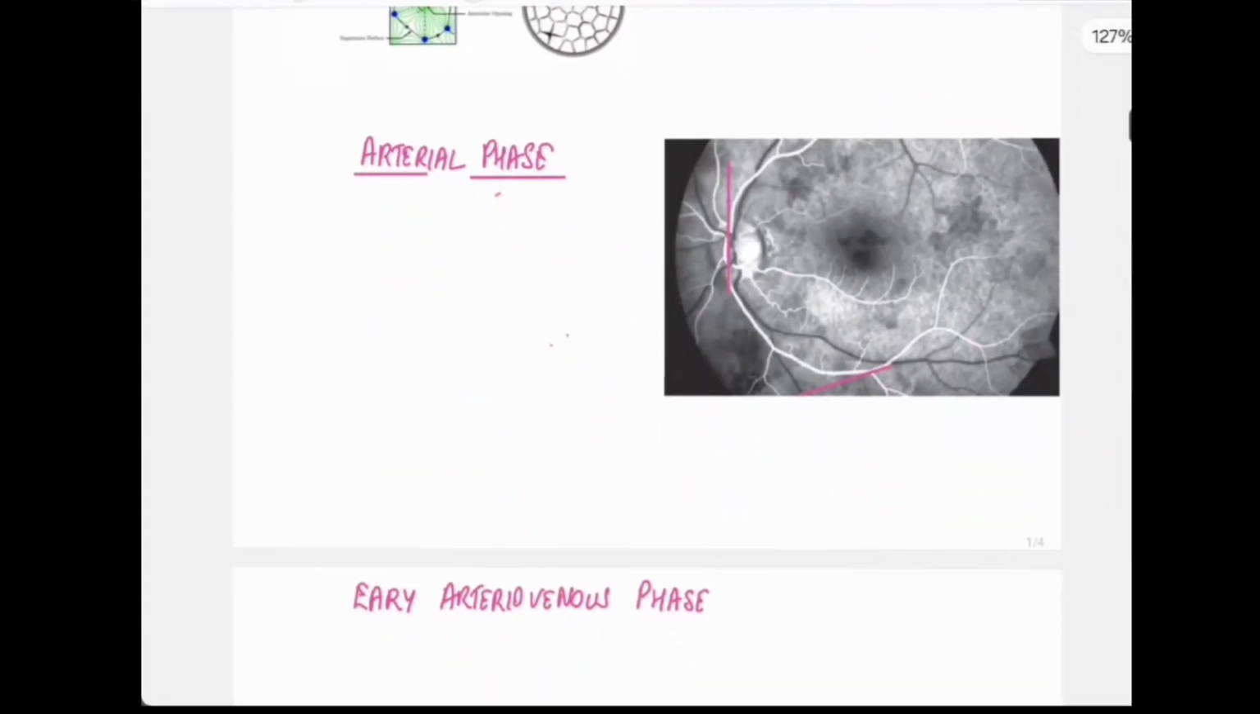Arterial phase starts 1 to 3 seconds after choroidal fluorescence with filling of the central retinal artery. After the central retinal artery begins to fill, the dye flows into the retinal arterioles, precapillary arterioles, the capillaries, the postcapillary venules, and finally the retinal veins.